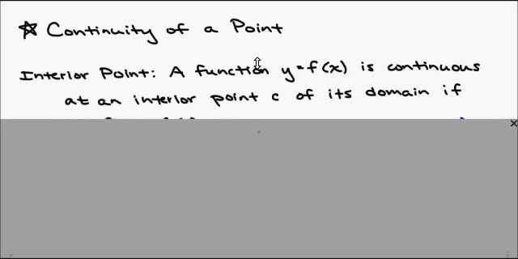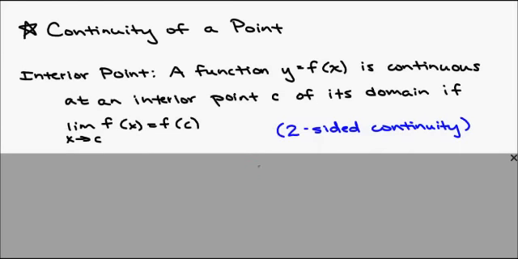Okay, continuity at a point. There are two types of continuity at a point: one-sided continuity and two-sided continuity. We're going to look at two-sided continuity first. For an interior point of a graph, I'll show you a picture in a minute, a function y equals f of x is continuous at an interior point C of its domain if the limit as x approaches C of f of x is equal to f of C.